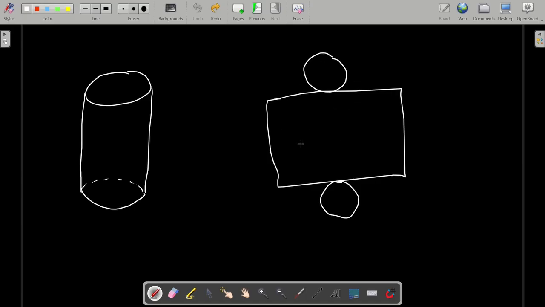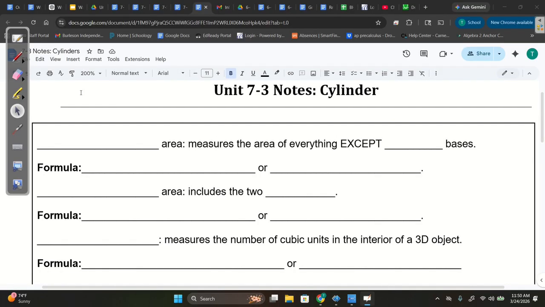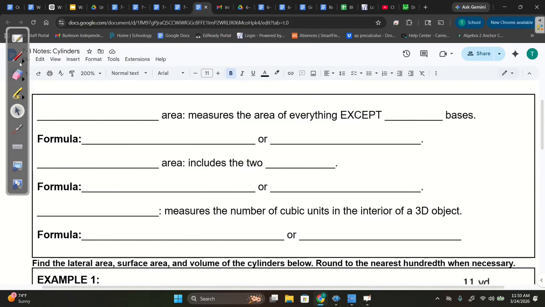I'm going to be referring back to this net at multiple times throughout the lesson just to try and visualize what we're actually looking at and finding. With that in mind, let's go ahead and get into the notes. So, today we are learning about lateral surface area, which measures the area of everything except for both bases.